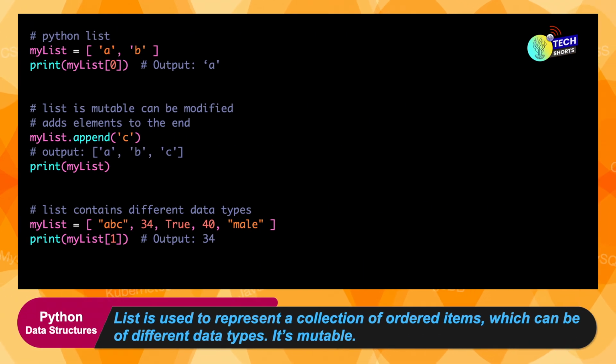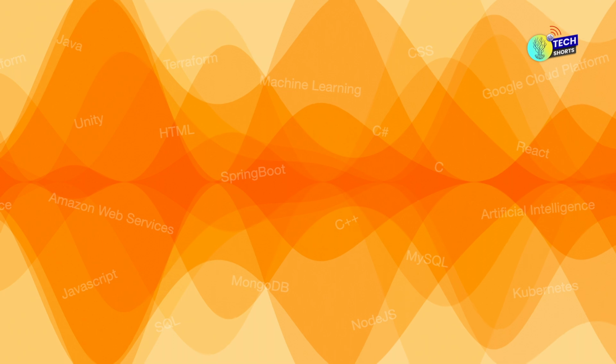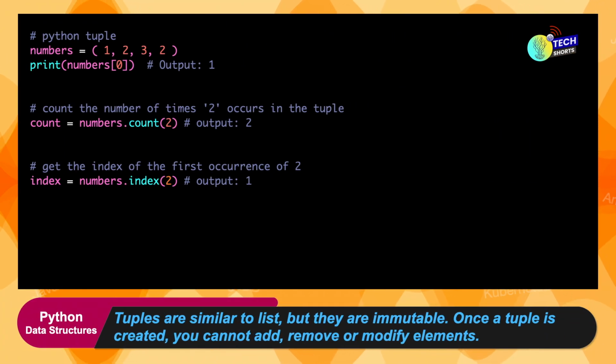List is used to represent a collection of ordered items, which can be of different data types. These are mutable, meaning you can add, remove, or modify its elements. Tuples are similar to list, but they are immutable. Once a tuple is created, you cannot add, remove, or modify its elements.